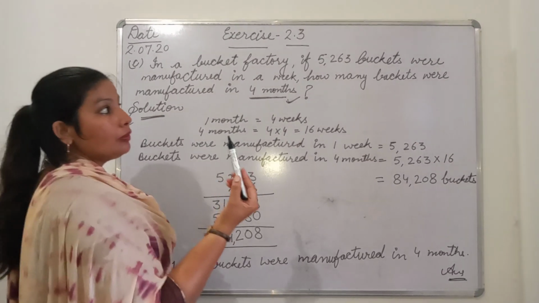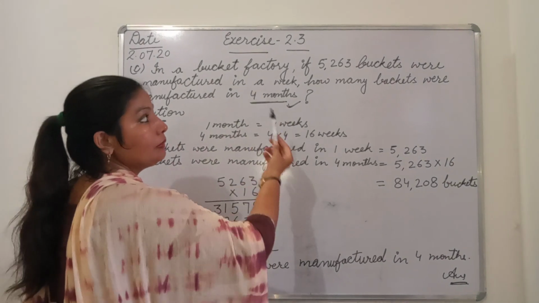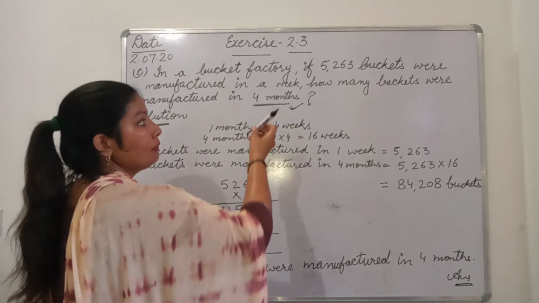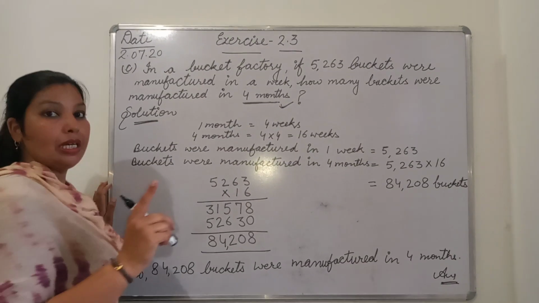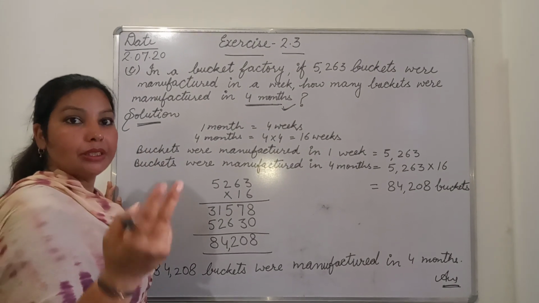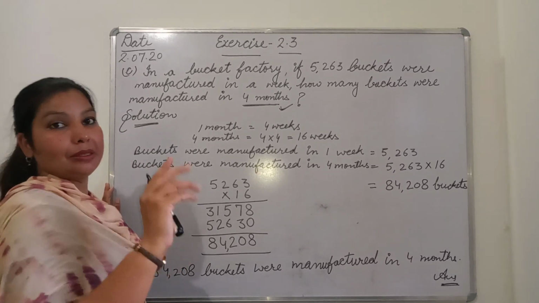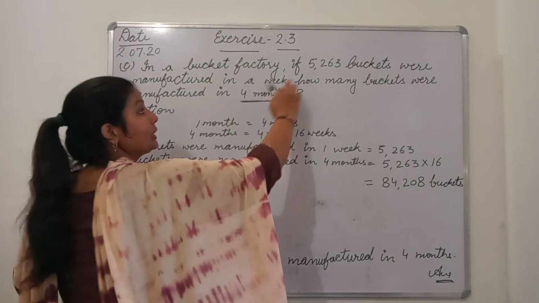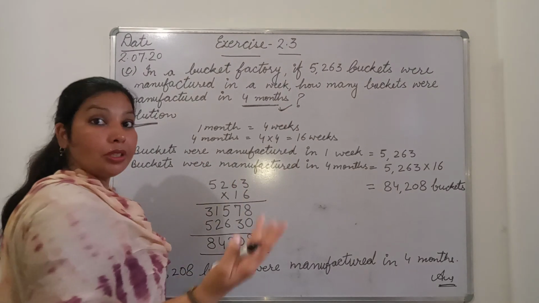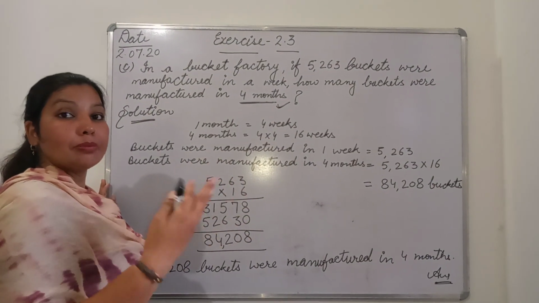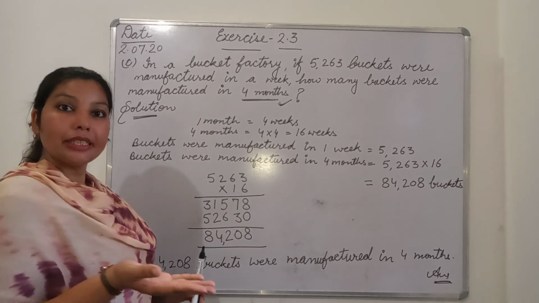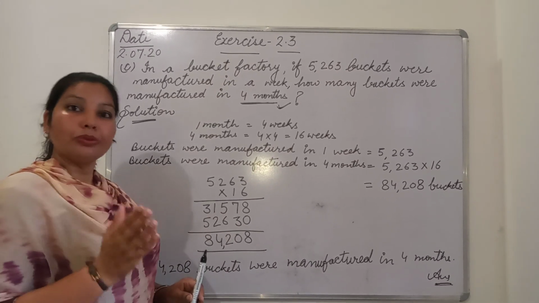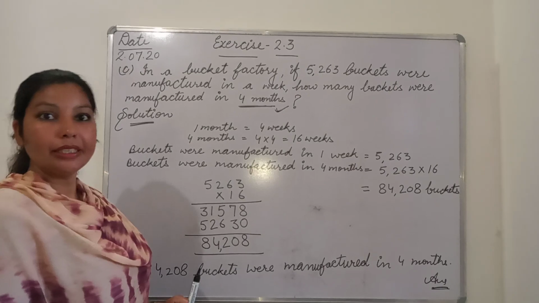Whenever we know the value of 1, here the value of 1 week, and we have to find 4 months, which means 16 weeks, so whenever we know the value of 1 and we are finding more than 1, we do multiplication. Because if we have this in 1 week, then in 2 weeks more, 3 weeks more, 4 weeks more, as the weeks increase, the buckets also increase. So in those cases we have to do multiplication. Okay. Thank you.